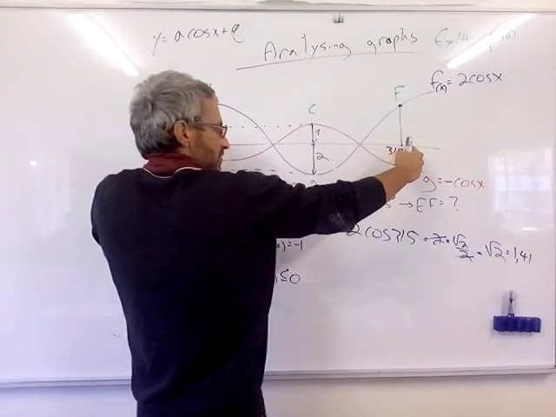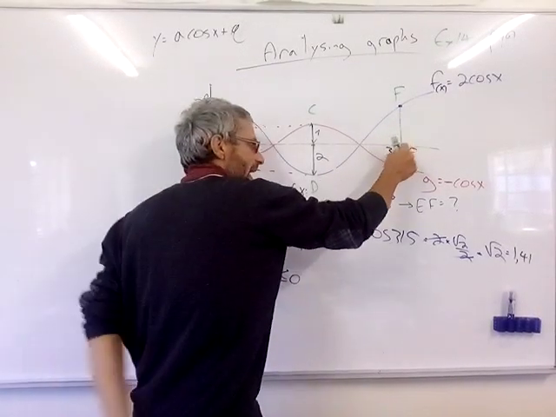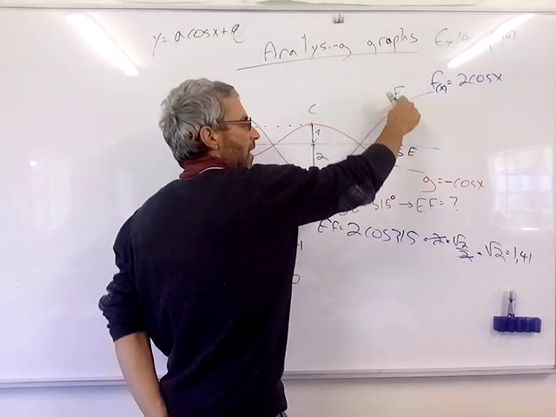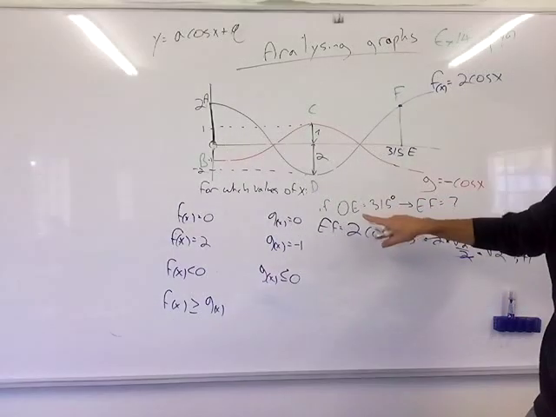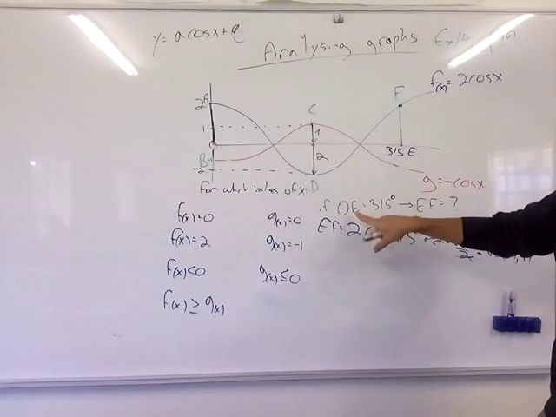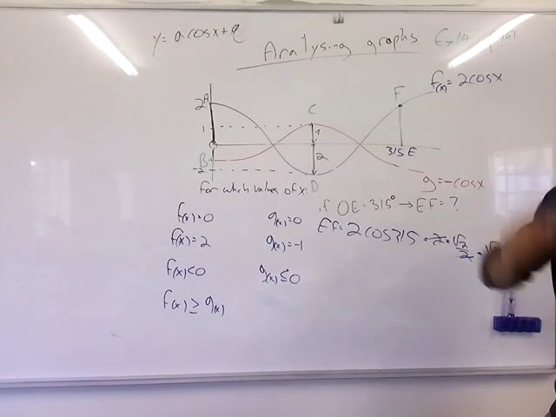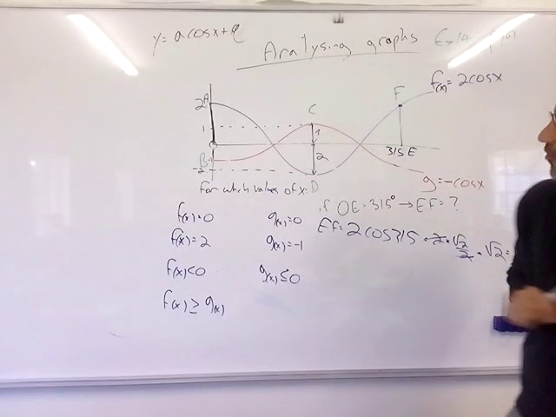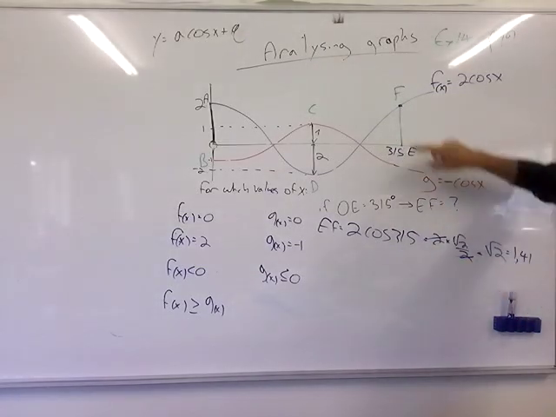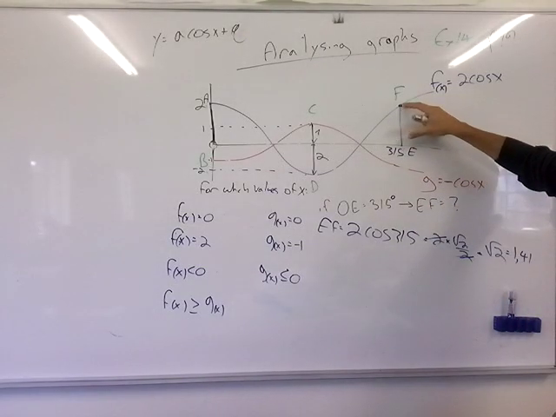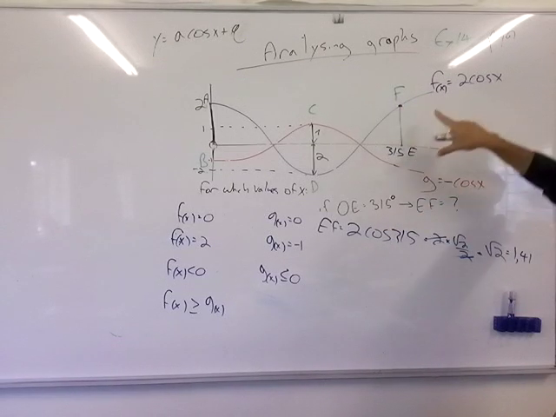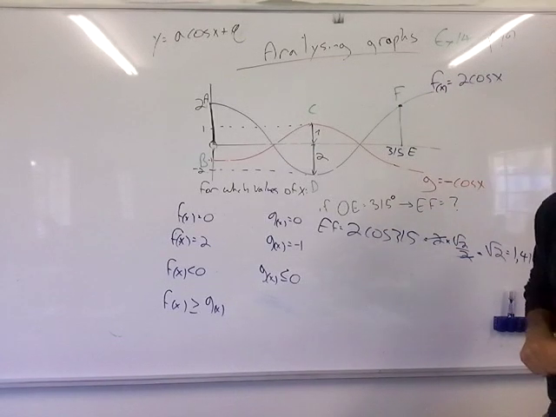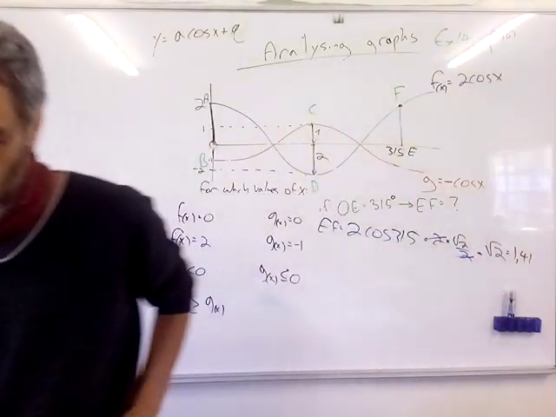I'll just repeat it. If this length is 315, that means that the angle here is 315. So how do they ask this question? I'll read it. They're asking us, determine the length of EF if OE is 315 degrees. We are at part A3. So what is EF? It's basically the value of this function here. That's the Y value. So we put 2 cosine 315. I'll give you a chance to write that down.